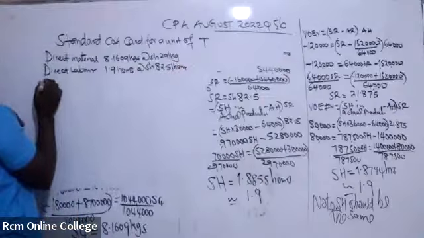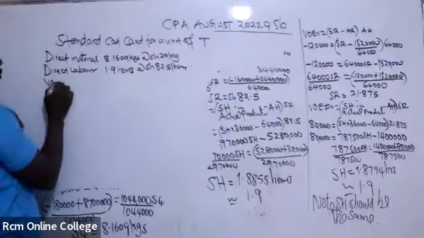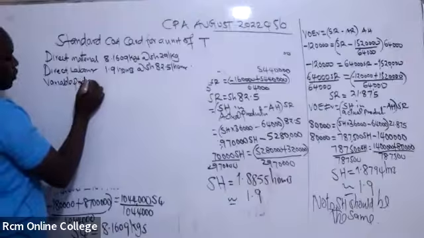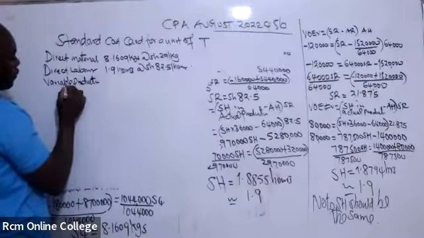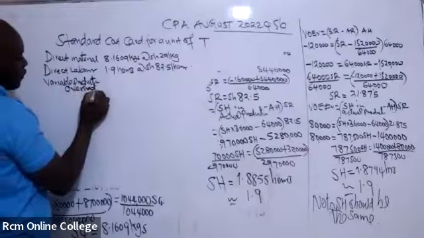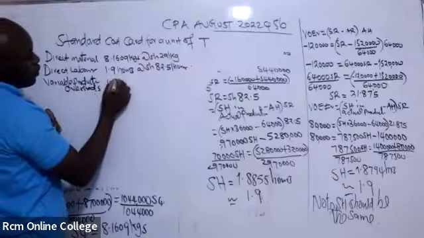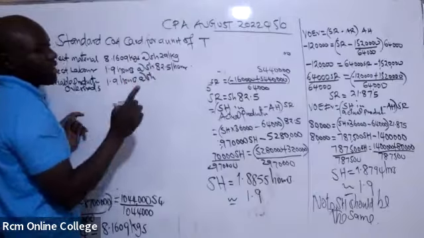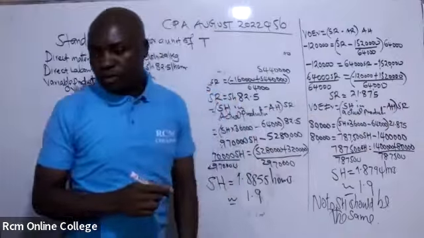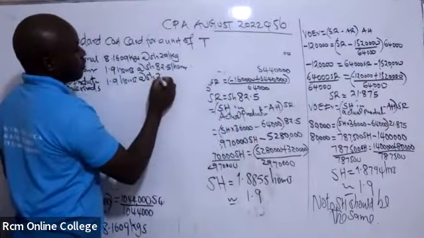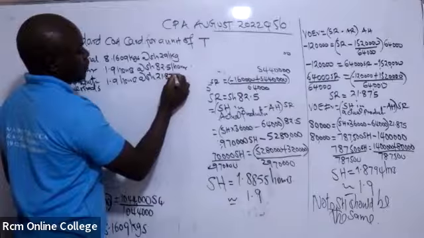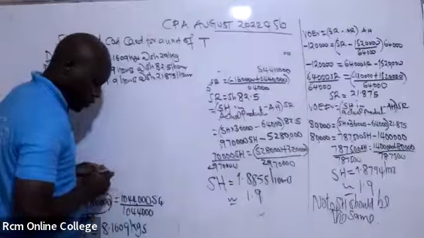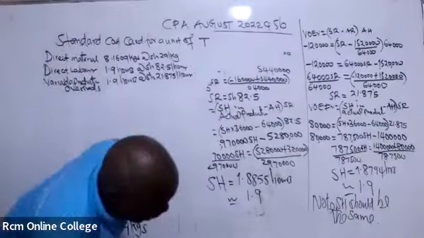Then variable overhead or production overhead. Variable production overheads. We have 1.9 hours. At shillings, what is the standard rate? 21.875. 21.875 per labor hour. That is what we have.